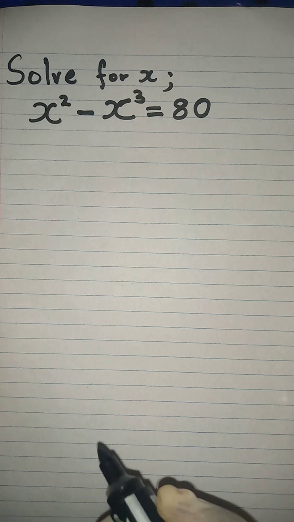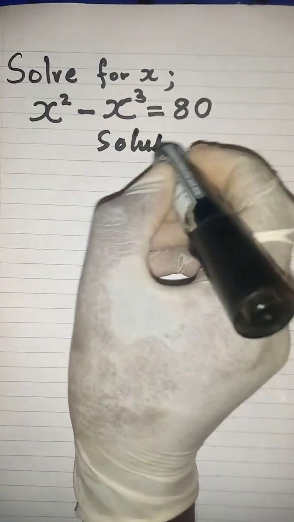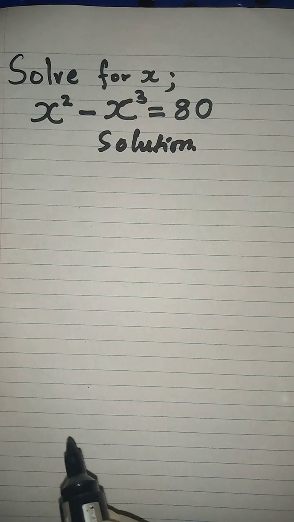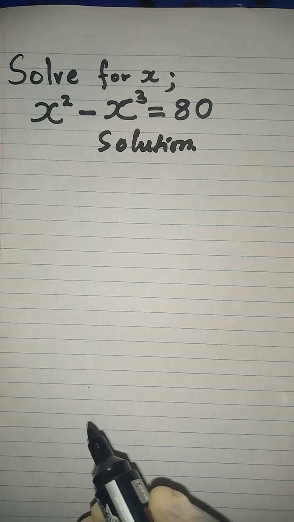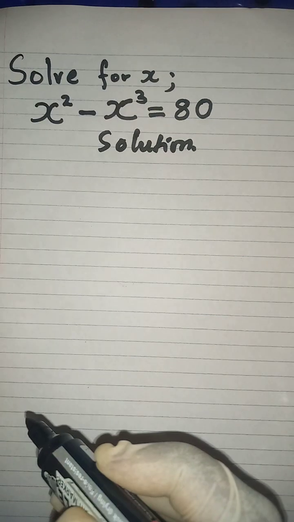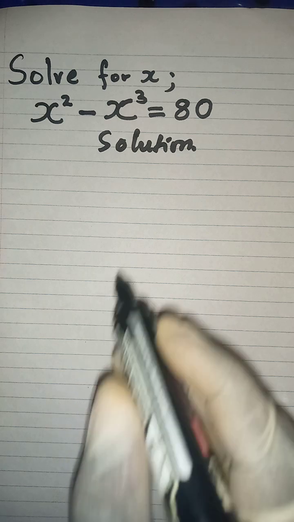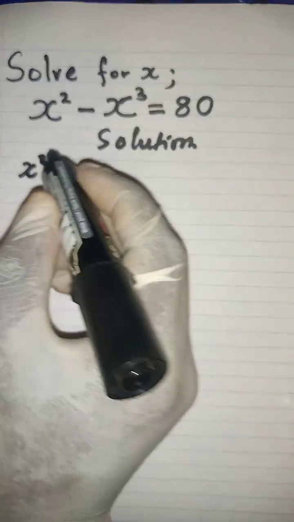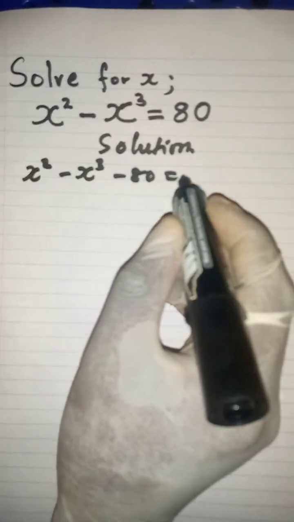So let us dive into the equation. On the solution part, this type of an exponential equation or an index equation, you can try to predict the value of x, but it's not easy. So the first step, I'm going to take 80 to the other side, so that I have x squared minus x cubed minus 80 is equal to 0.